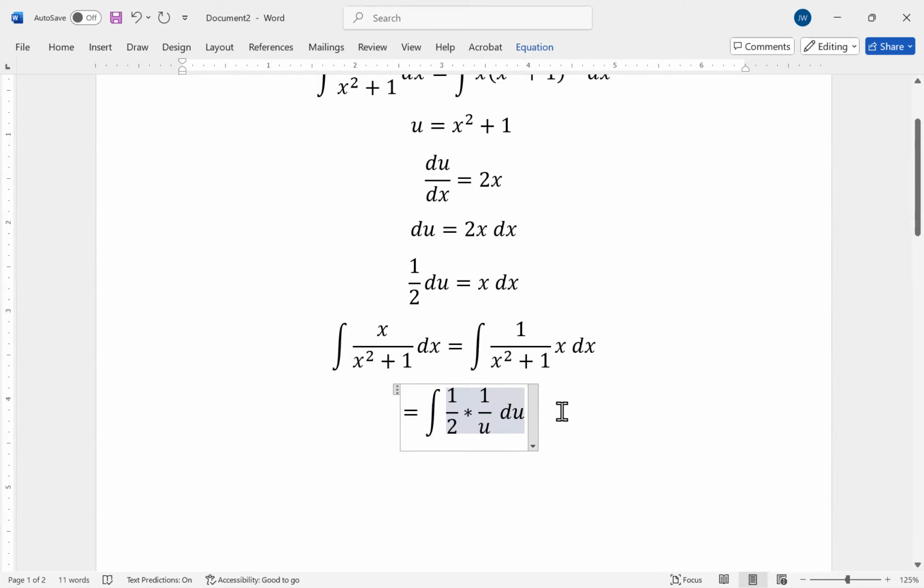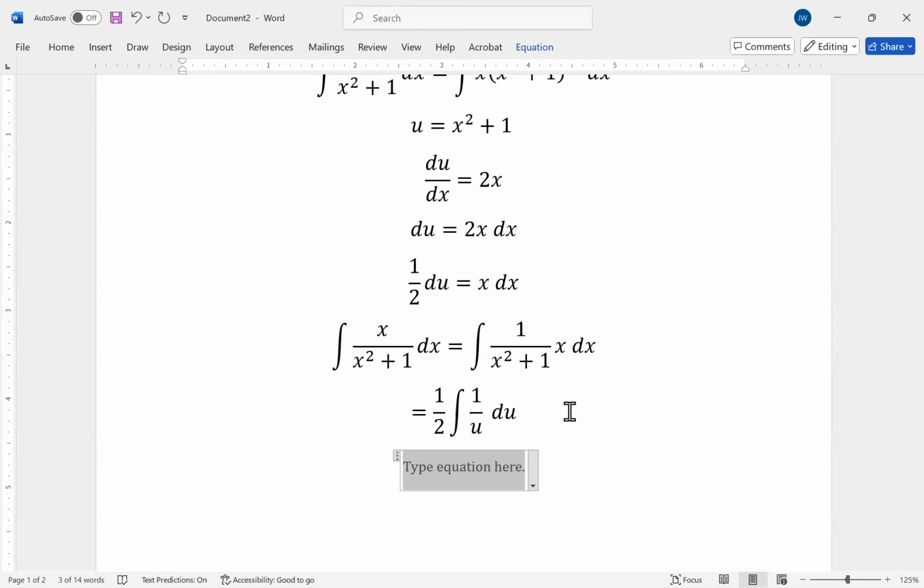1 over u du times 1/2. Well, that 1/2 can be brought outside of the integration if I'd like. That's not going to affect anything. That's just a constant multiple. But when we integrate 1 over u with respect to u, we get natural log. So I get 1/2 times the natural log of u plus c. That is the antiderivative.